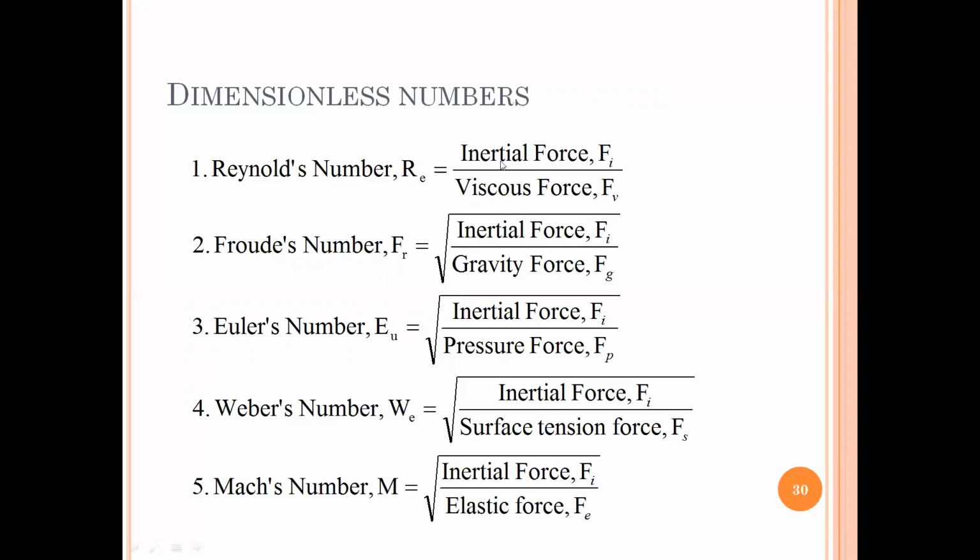So everywhere the numerator is inertial force. Inertial force is a resistance offered by the mass, divided by the different forces which are acting. For Reynolds number, the denominator is viscous. Froude's number, it's gravity. Euler's number, it is pressure. Weber's number, it is surface tension. Mach's number, it is elastic. Only for Reynolds number, you don't have the square root. Remaining all have got the square root. See these names also, because in the next slide I'm simplifying the equations.